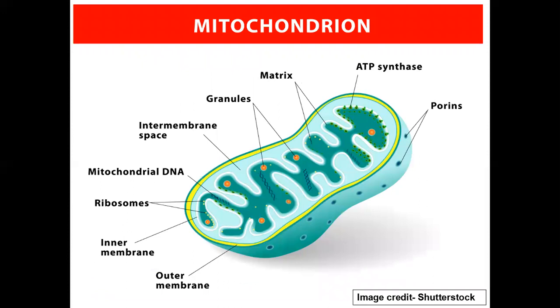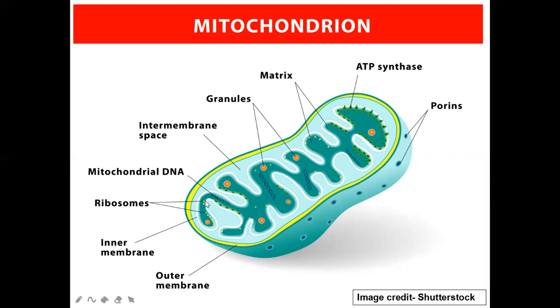Now here we have the structure of the mitochondria. So in this, on the outermost surface, you can see the pores or dot-like structures. These are the porins. Then here there is an outer membrane. Then inside there is the inner membrane. Then there is a passage between the outer membrane and the inner membrane. So this passage is called the intermembrane space.